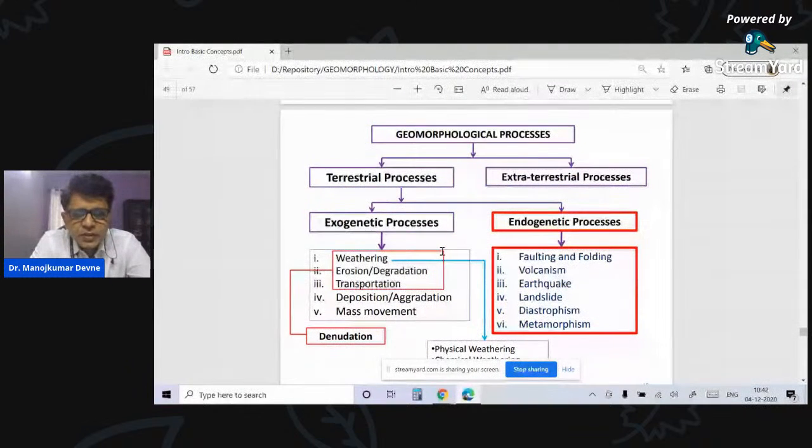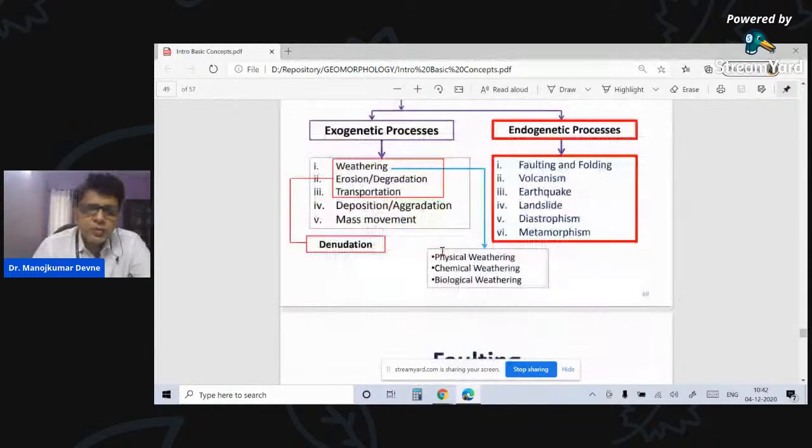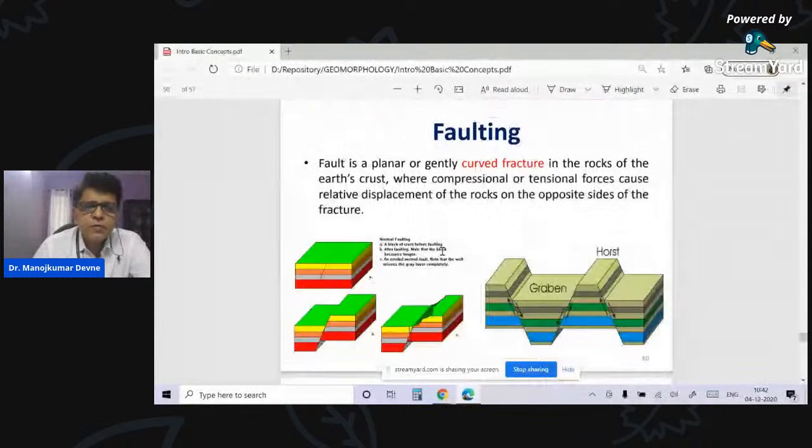It's this similar one that we have done. Endogenetic processes will involve folding, faulting, volcanism, earthquake, landslides, diastrophism, metamorphism. Okay, what is faulting out of it? Faulting is basically when you have tension between blocks of land.